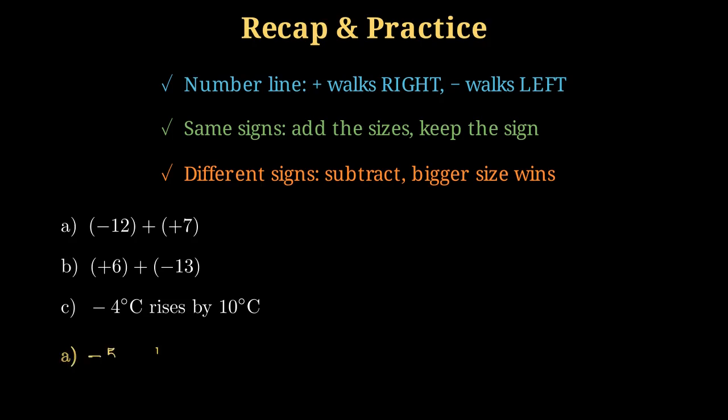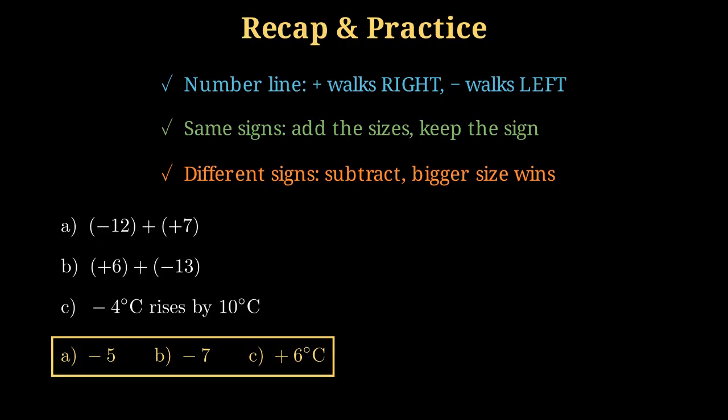Ready? A is negative 5, B is negative 7, and C, negative 4 plus 10, positive 6 degrees. If you got all three, you have mastered addition of integers.